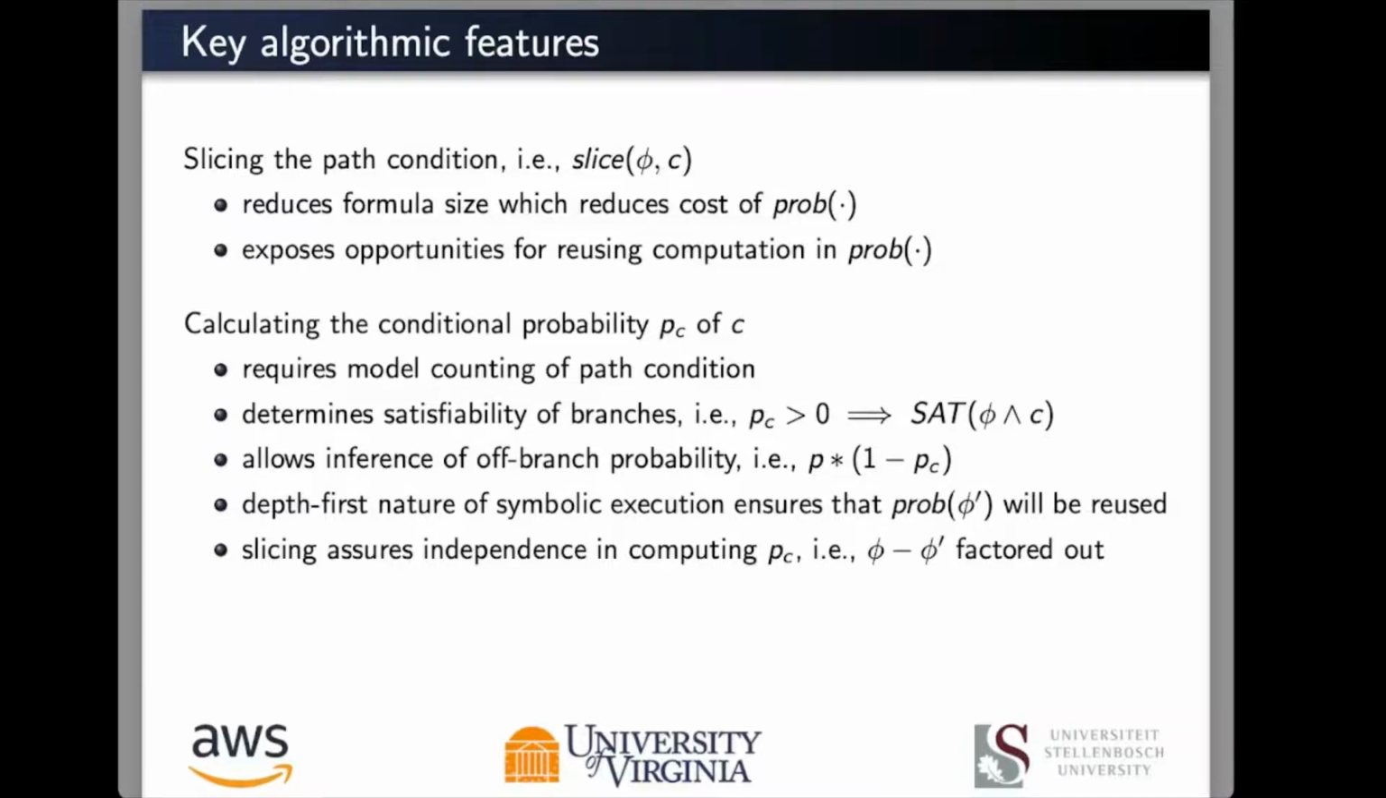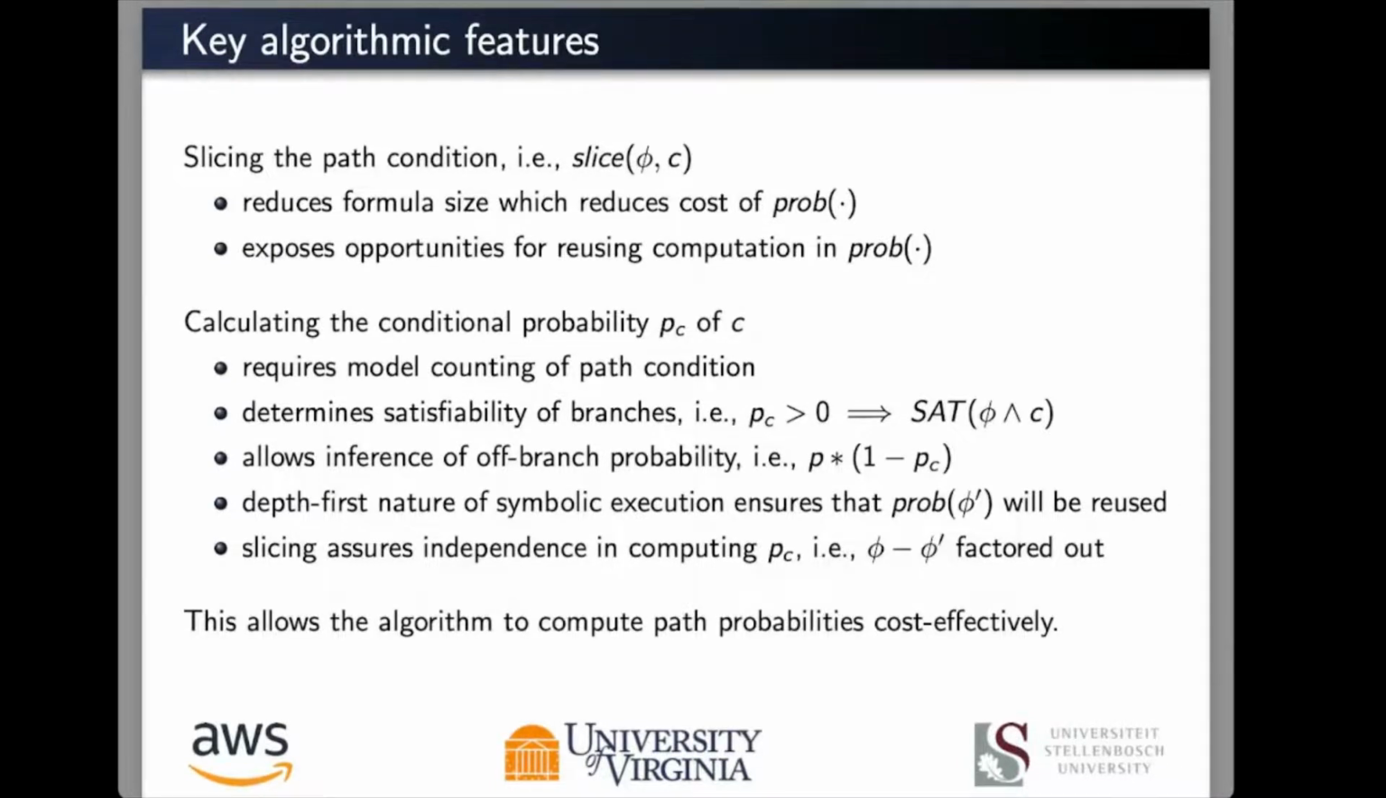Finally, the depth-first nature of symbolic execution ensures that the probability of this phi prime, this sliced path condition, will be reused during symbolic execution. So there are a lot of nice properties that result from these algorithmic features. Together, these allow us to compute path probabilities cost effectively.